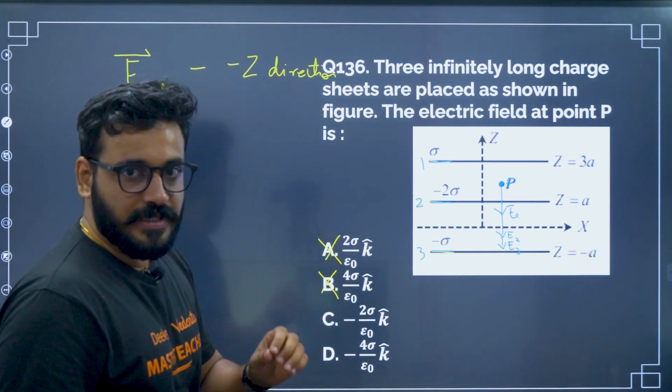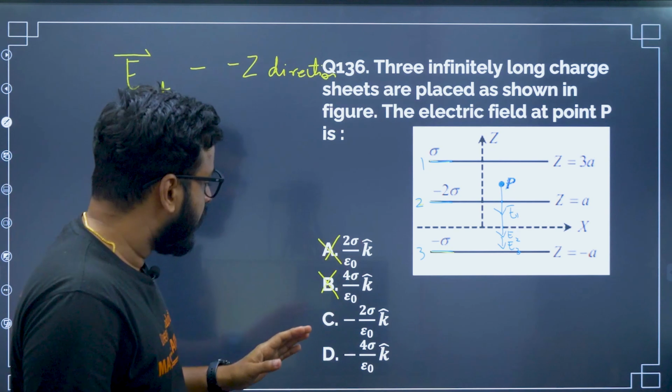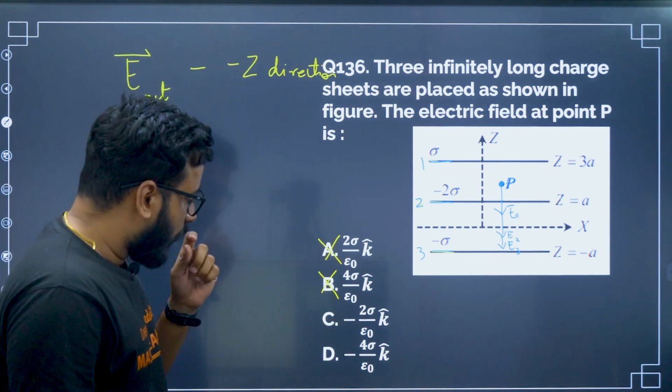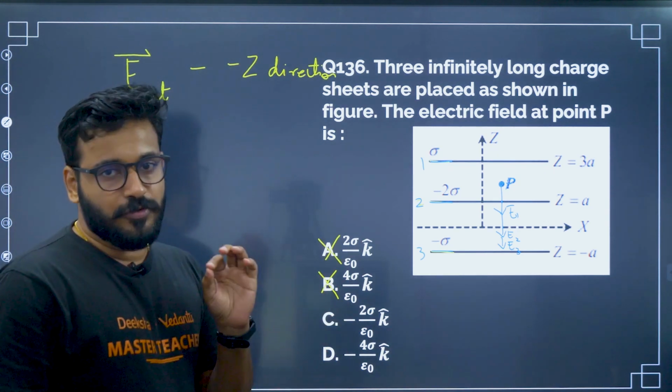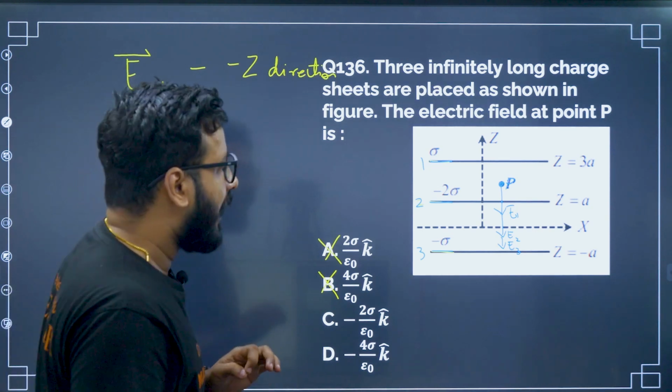So we can cancel all the positive Z direction options, that is option A and B. They are pointing towards the positive Z direction, that is K. So we can eliminate that. So the only possible answer is either C or D. Now we have to find out the magnitude.